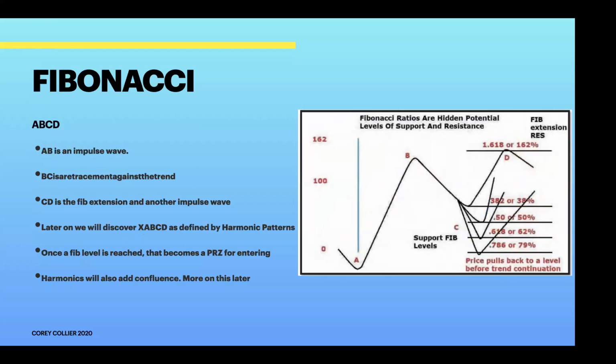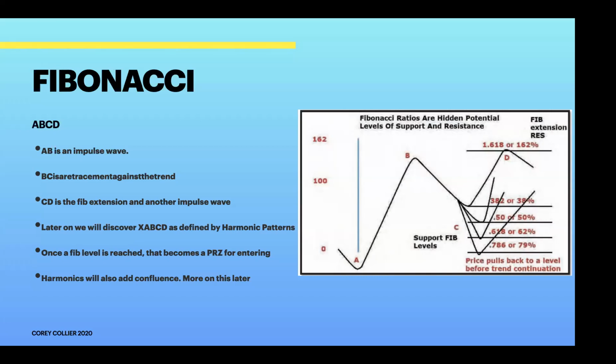A, B, C. Again, let's cover this real quick. A, in this picture right here, A is swing low, B is swing high. In a downtrend, A would be swing high, B would be swing low. A and B, guys, the move from A to B is your impulse move. The move from B to C is a retracement against that trend. The move from C to D is the fib extension and the other or the next impulse wave.